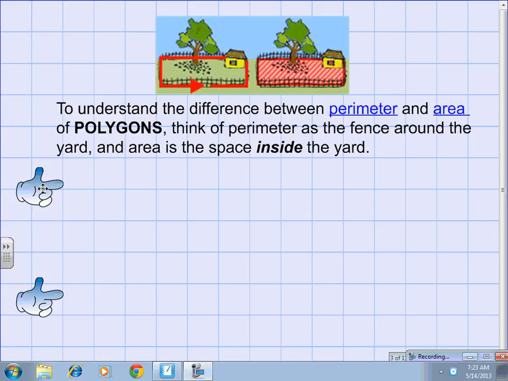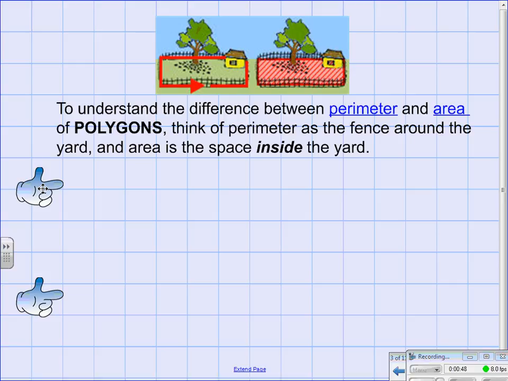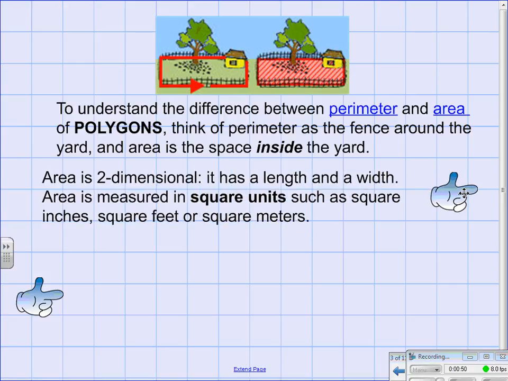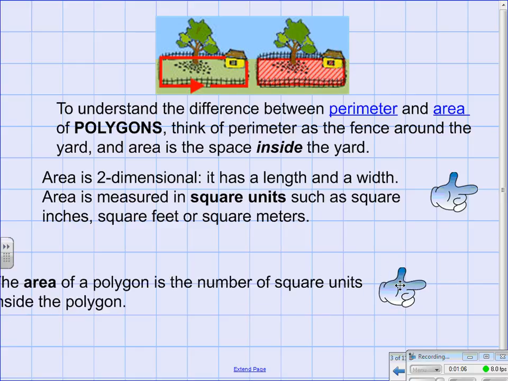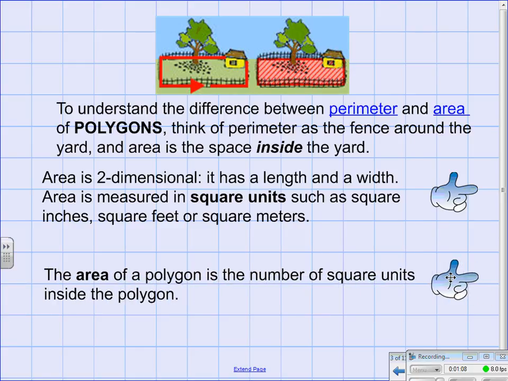You could also think of it like a piece of bread. The perimeter is the crust of your bread, and the area is the white soft part. Area is two-dimensional. That means it's flat. It has a length and a width, and it is measured in square units, such as square inches, square feet, or square meters. The area of a polygon is the number of square units inside the polygon.